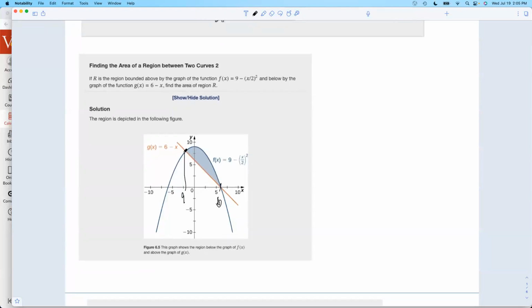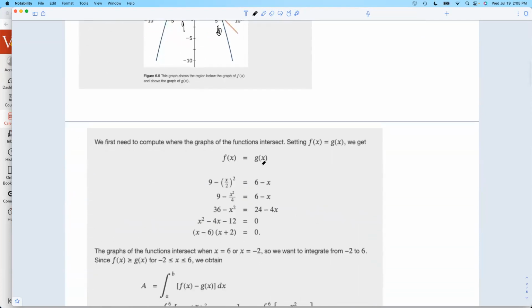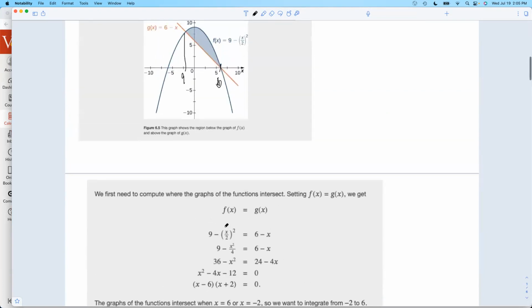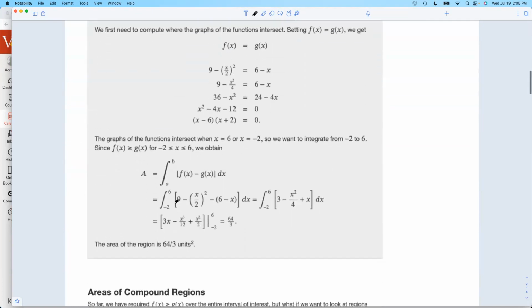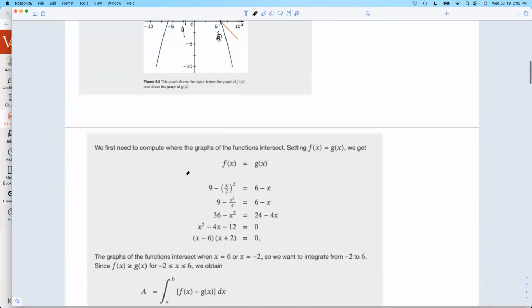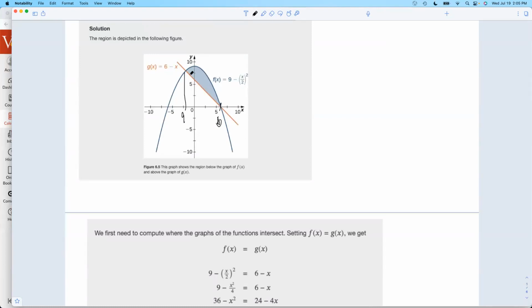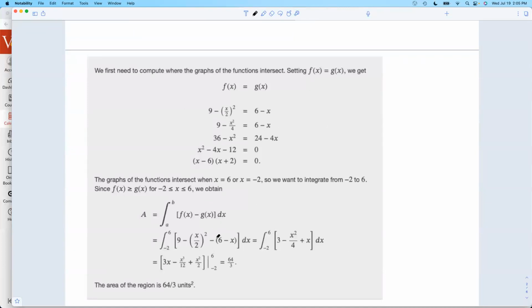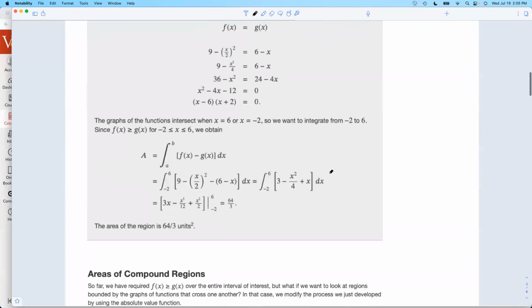So the first thing we're going to do here is figure out where these two graphs intersect by setting them equal to each other. So set the functions equal. And you can check the algebra here. We get x is -2 and 6. So that's -2, that's 6. Then we're going to do the definite integral from -2 to 6 of the top one, which in this case we called f, minus the bottom one. And then we have to be careful here, distribute that negative. And then this is just a regular old definite integral. You should just be able to do that on your own.